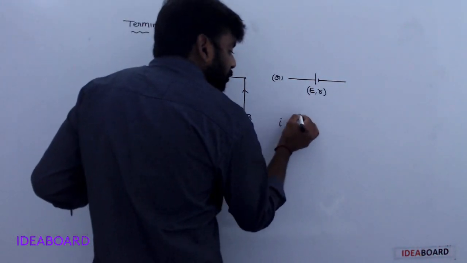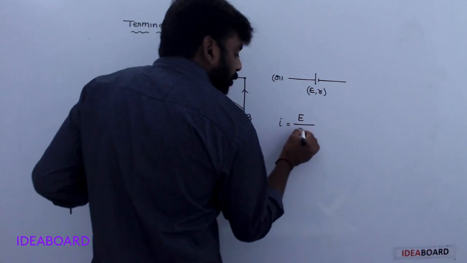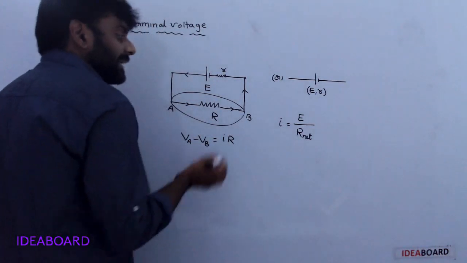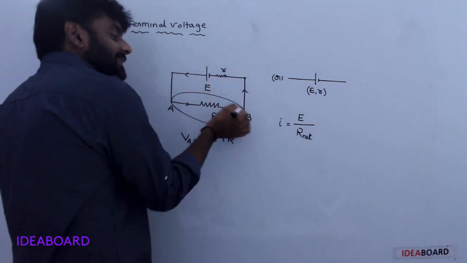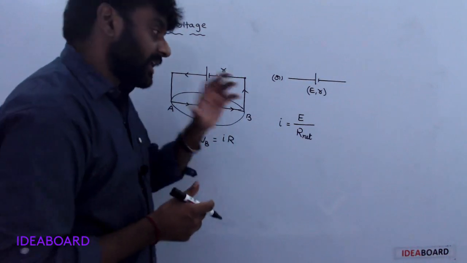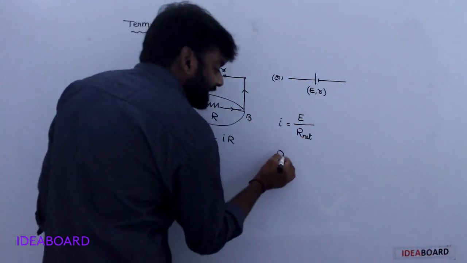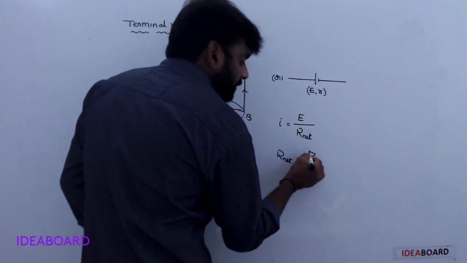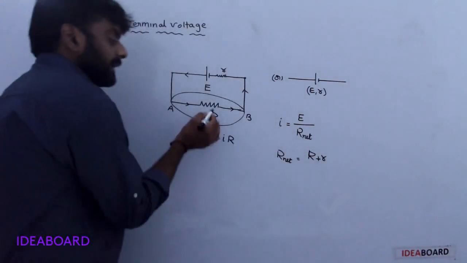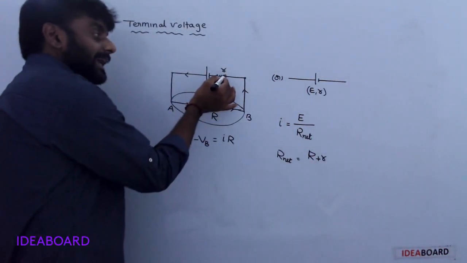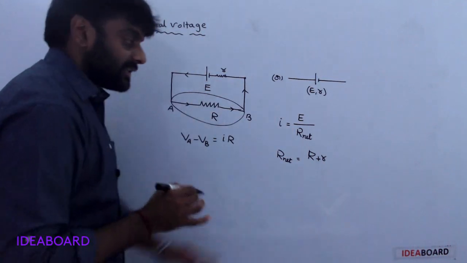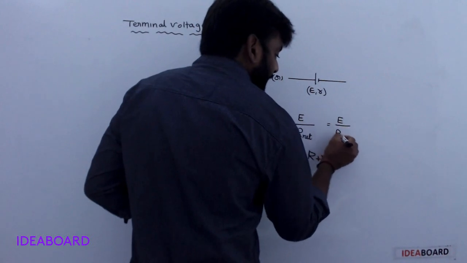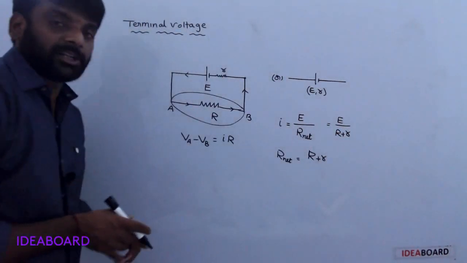Now current is written as total EMF by total resistance. See, internal resistance is always in series with external resistance. So what is the total net resistance? R net is equal to capital R plus small r. It is external resistance, and small r is internal resistance. Internal resistance is always in series with external resistance. So simply, I equals E by R plus r. Understood or not?